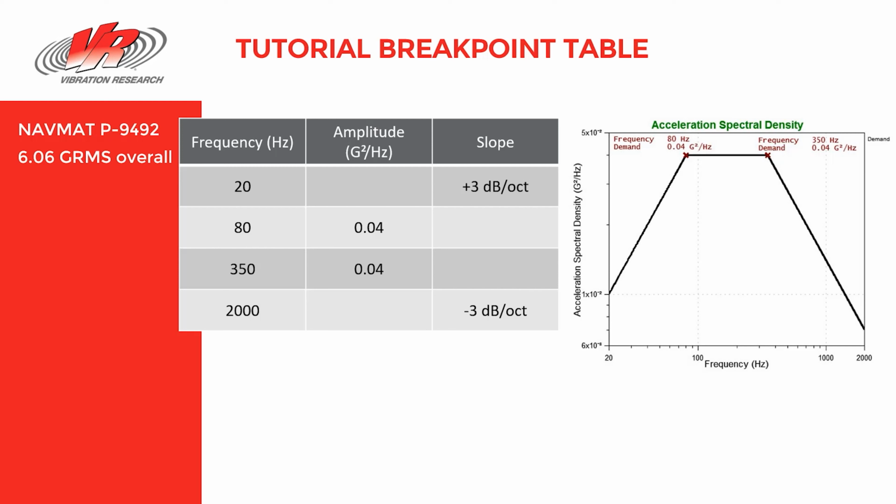For our tutorial today, I'm going to use the values from a typical random test standard. So here I have a breakpoint table from a NavMat standard. It calls for a 6.06 GRMS value overall. Here are my frequency values, my amplitude values, my slope values, and the corresponding PSD profile.